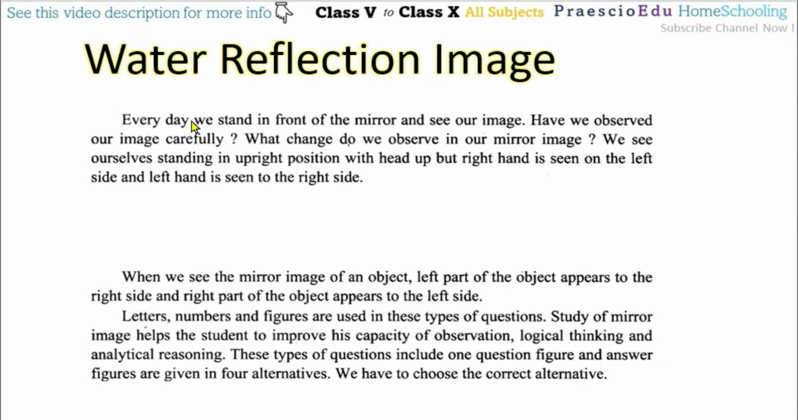So, summarizedly, the reflection image, whether it is a mirror image or a water reflection image, means that images are flipping to the right or left side, or we can say vertically downward or upward. So when we see the mirror image of an object, the left part of the object appears on the right side and the right part of the object appears on the left part. Letters, numbers and figures are used in this type of question.